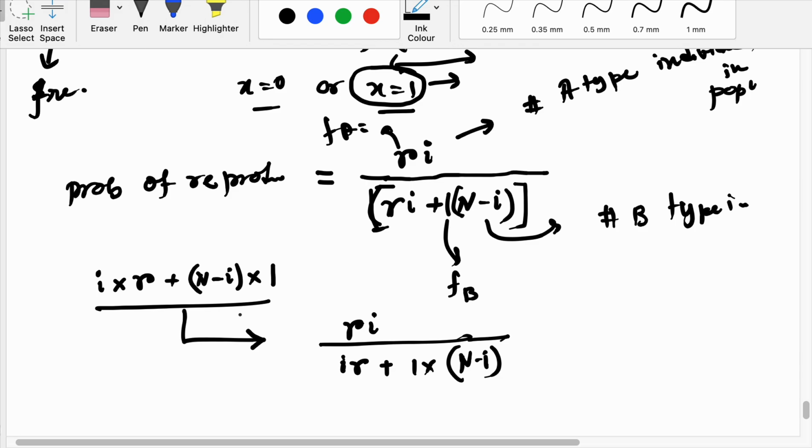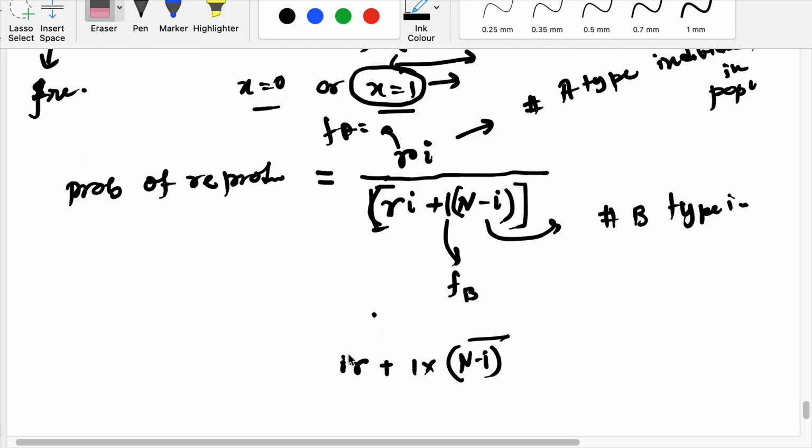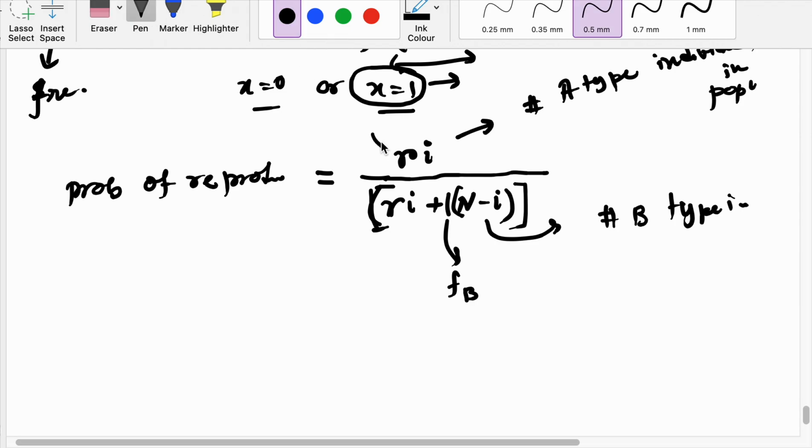Oh, now I understood. Yeah, so Ri stands for R multiplied by i, and it is not a subscript or anything else. Yes, it is R multiplied by i. Okay, okay. So basically I just want only one individual to reproduce. What is the probability of that? So this is the probability that only one A type individual is born in one step.